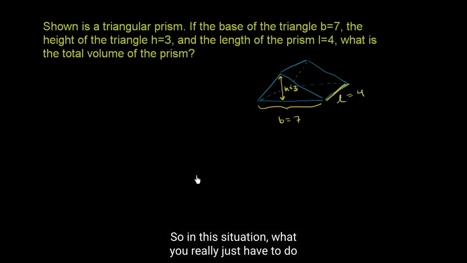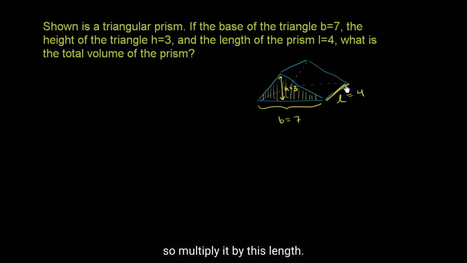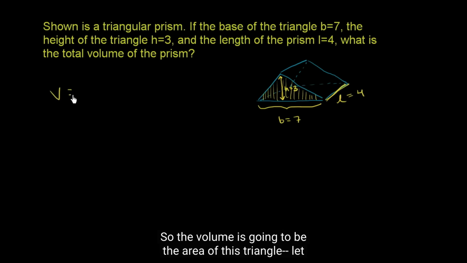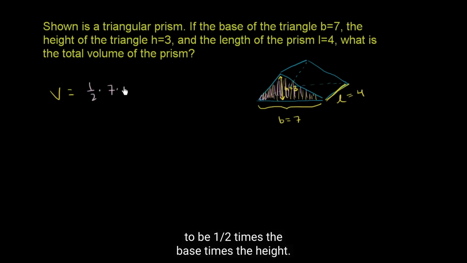So in this situation, what you really just have to do is figure out the area of this triangle right over here. We could figure out the area of this triangle, and then multiply it by how much you go deep. So multiply it by this length. So the volume is going to be the area of this triangle. Let me do it in pink. The area of this triangle. We know that the area of a triangle is 1/2 times the base times the height. So the area, this area right over here, is going to be 1/2 times the base times the height.